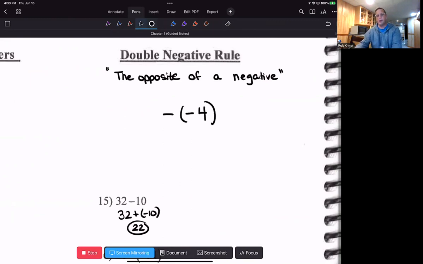So I'm writing down a kind of random number there. But on this one, what do we got? The opposite of a negative. And I want you to think about that phrase for just a moment. The opposite of a negative. The opposite means minus, right? We're negating it, putting a negative sign in front of it. So the opposite of a negative, and the negative in this case is the 4. Just play the opposite game here. The opposite of a negative is a positive. So that comes out to be positive 4.